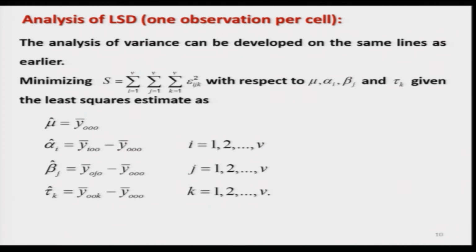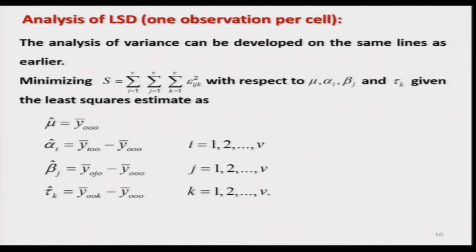Now, once you have got the linear model, the hypothesis and the constraints, you can use either the principle of least squares or the likelihood ratio test, and you can finally obtain the test statistics for these three null hypotheses.